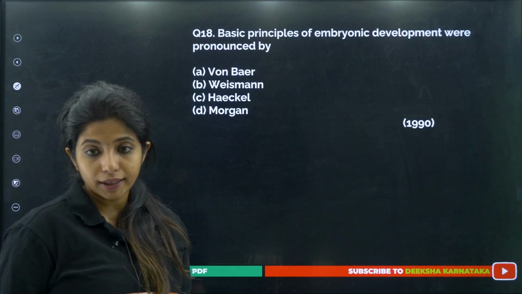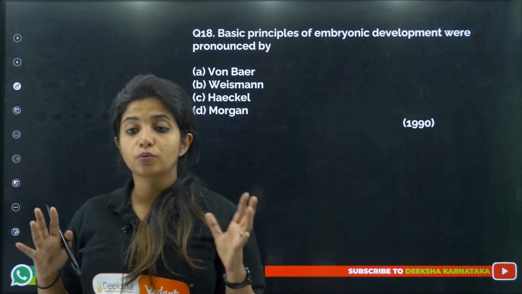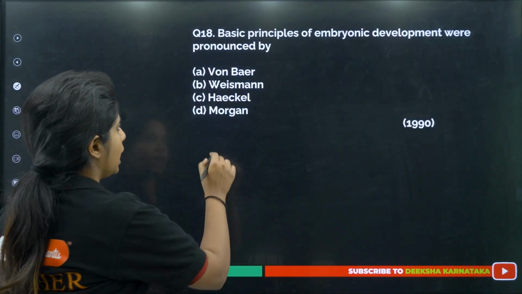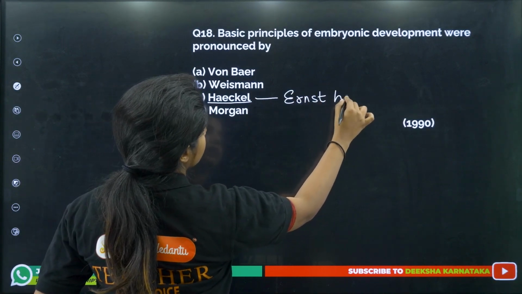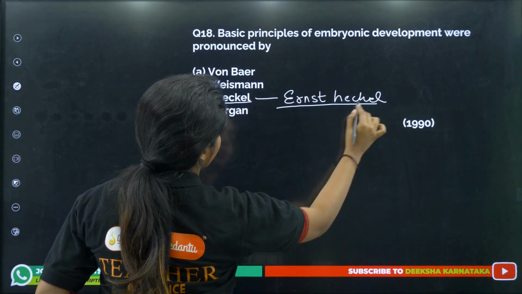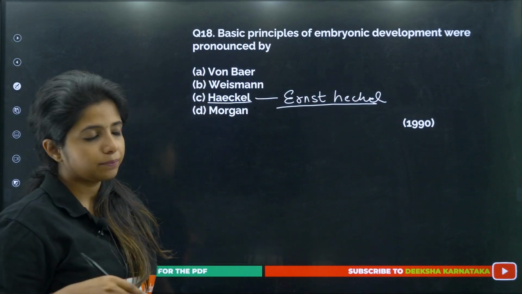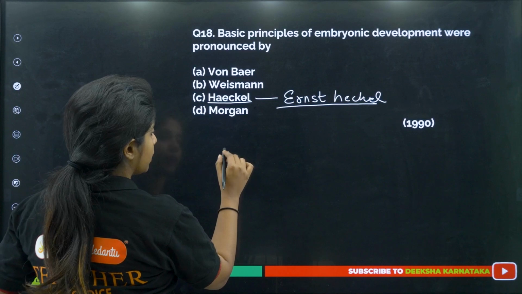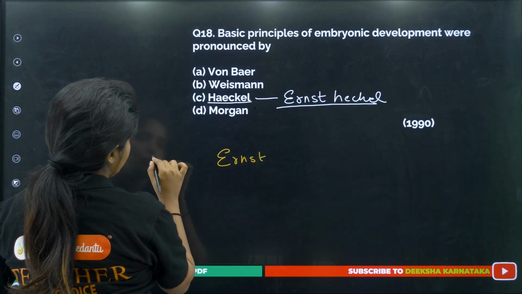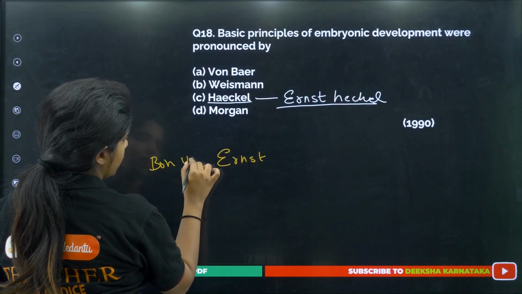Okay, I told you already about embryonic development. Who was the person who gave down the thing? It was Haeckel. What was his actual name? Ernst Haeckel, my dear children. And one more very important thing. There was one more guy in the troop. His name was again Ernst.